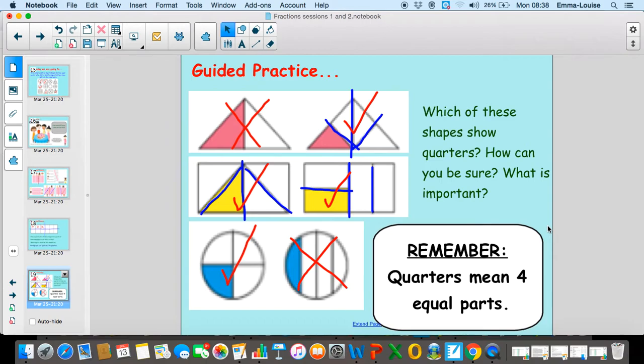It says, remember, quarters means 4 equal parts, or we're sharing something between 4 people or 4 groups. Okay, so when we look at a shape, we might be showing 4 parts that are equal, but if that shape's been cut into lots of parts and lots of pieces, we are sharing that number between 4.